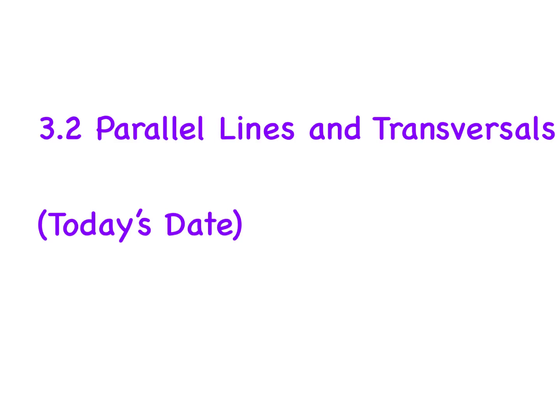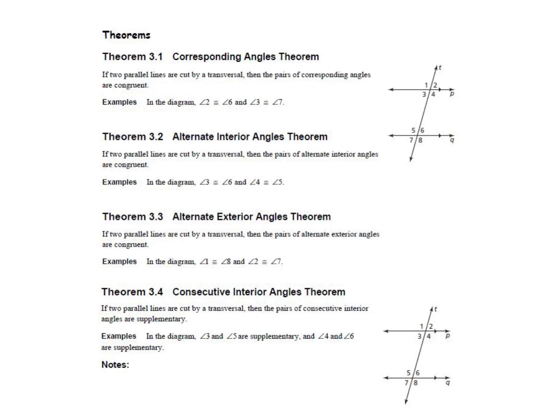All right, today we're covering 3.2, parallel lines and transversals. What makes two lines parallel with each other? They're never going to touch, right? Never intersect. Okay. So they're always going to be that same distance apart from each other.